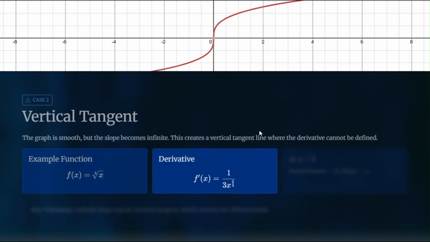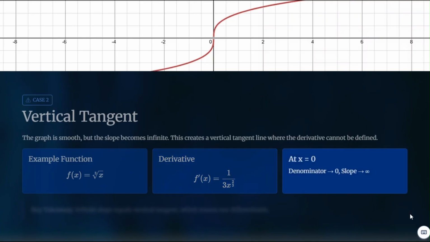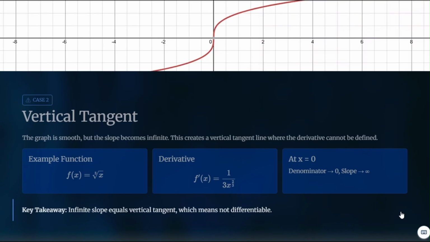If we take the derivative, f prime of x will be equal to 1 over 3 times x to the power 2/3. And we know that at x equals 0, the denominator will be 0, and therefore the slope goes to infinity. So in this case, infinite slope equals vertical tangent, which means not differentiable.